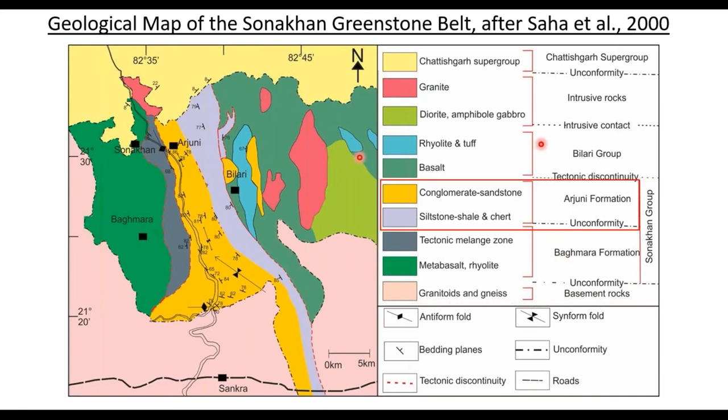Upper Bilari Formation is undeformed and unmetamorphosed basaltic and rhyolitic unit. Diorite and granite occur as intrusives within this greenstone belt, and the Chhattishgarh Supergroup unconformably overlies this greenstone belt.